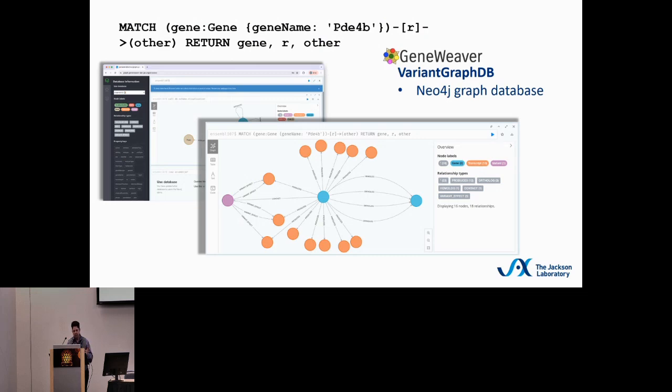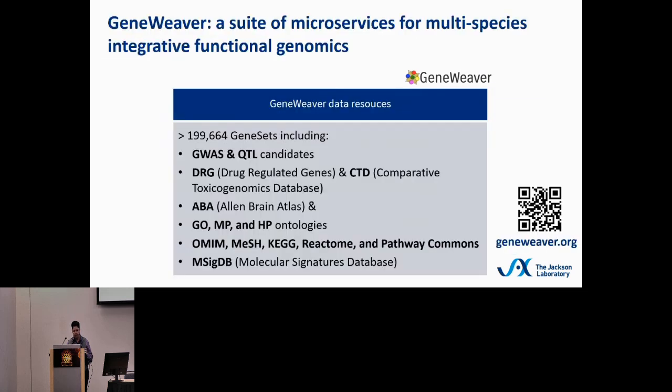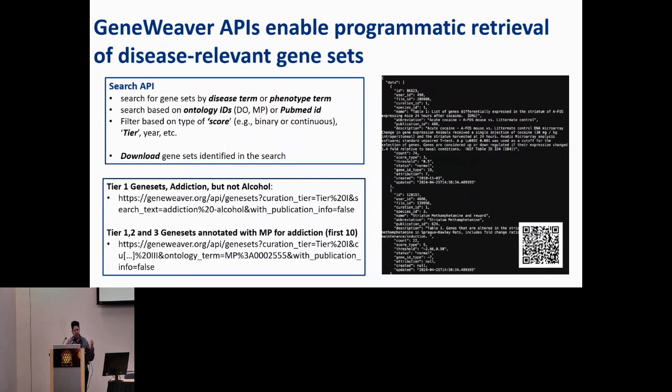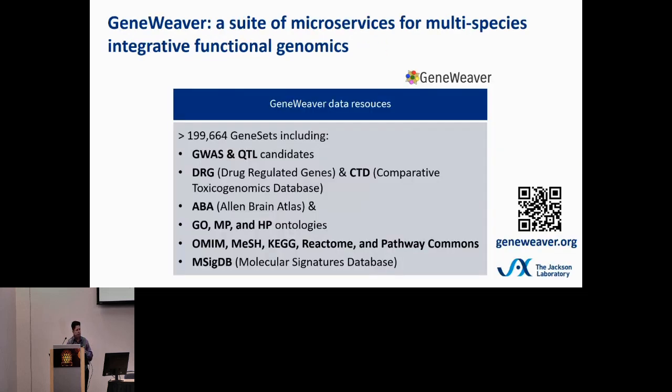So we can get all this information. We can find all those variants through the variant graph. Now, GeneWeaver we can also use here, right? I haven't talked as much about GeneWeaver, but GeneWeaver has about 200,000 gene sets, right?